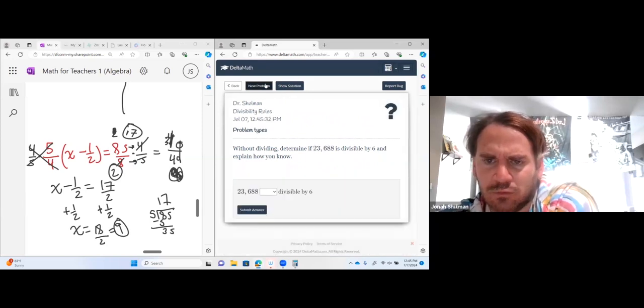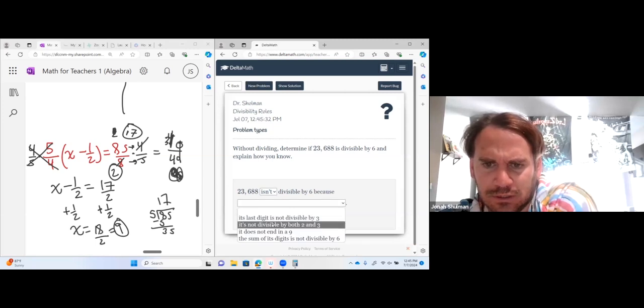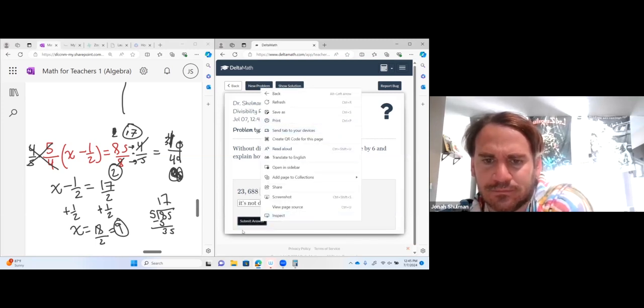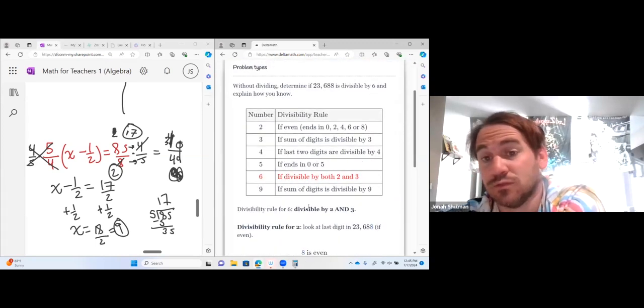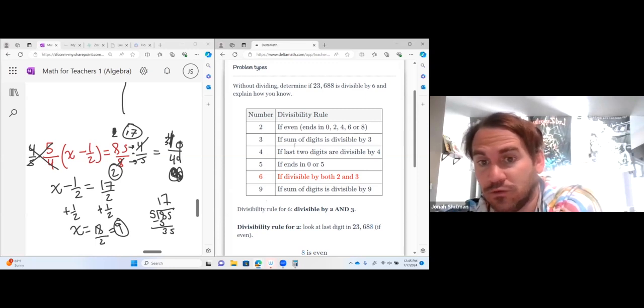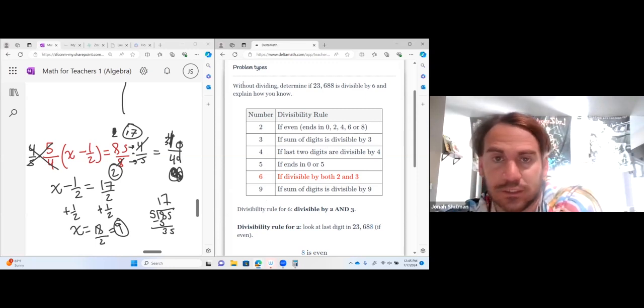All right, let's do one more. Divisible by 6? Oh, it's not, because it's not divisible by both 2 and 3. Nice. So I would definitely remember these rules. They're super important. I didn't know the 6 one. I just knew the 2, the 3, the 5, and the 9. I didn't know the 4 rule. I didn't know the 6 rule.